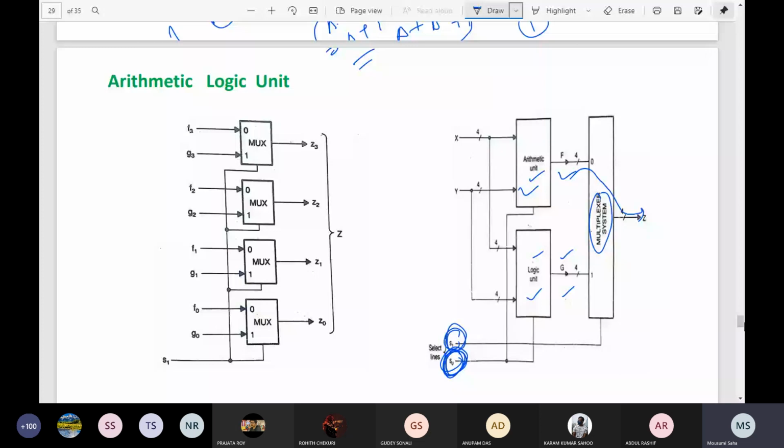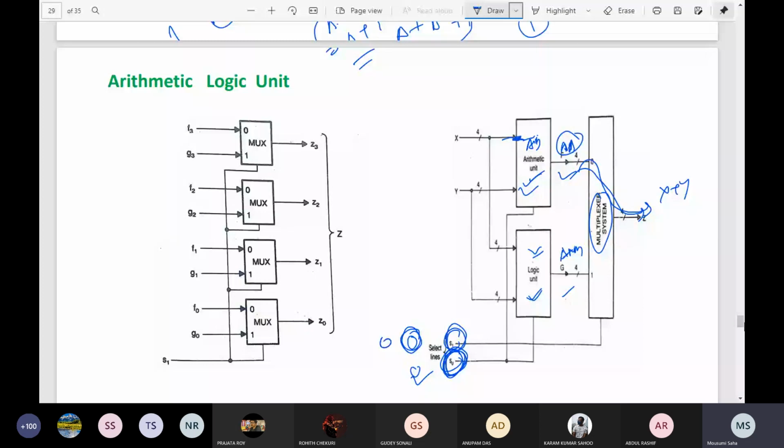Now suppose I give the value 0 0, then what will happen? It is 0, so it will be 0. That means these two will be coming to here, and it will do the A plus B operation, and here you will have A plus B, and here it will do the logical AND operation, so you will have the logical AND operation. But S1 is 0, so this will be transferred from here to here, so you will ultimately have X plus Y. Clear?